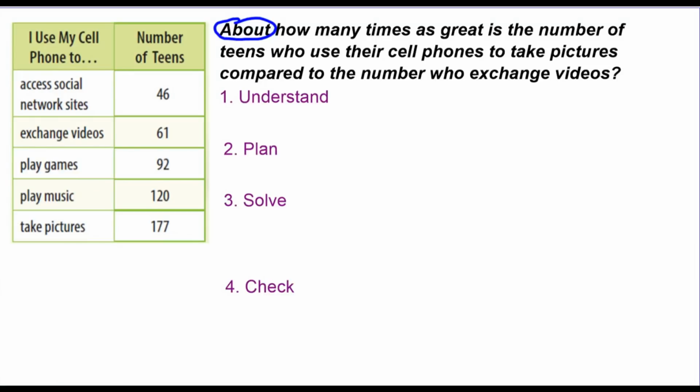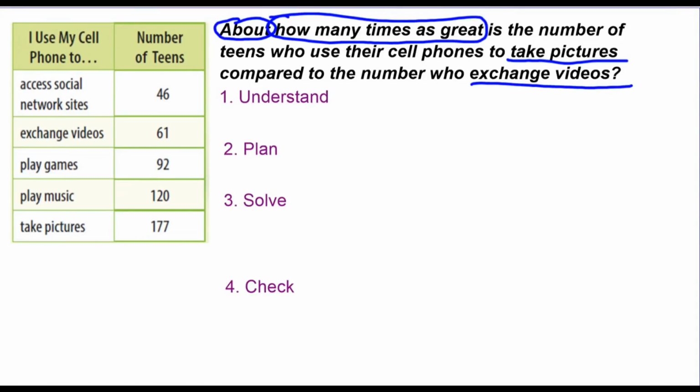So here we're looking for an estimate. What are we looking for an estimate of? We're looking for an estimate of how many times as great. That's a key phrase there. So how many times as great? So here we're talking about multiplication. How many times bigger is one thing than another? Well, what are the 2 things that we're trying to compare to one another? And so we look for the context there. We're looking for teens who use their cell phone to take pictures compared to the number who exchange videos.